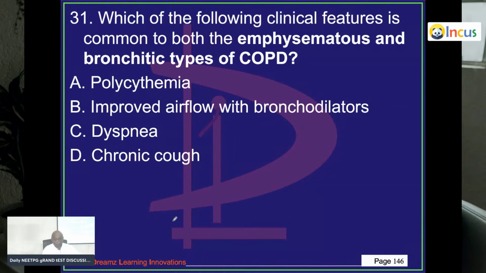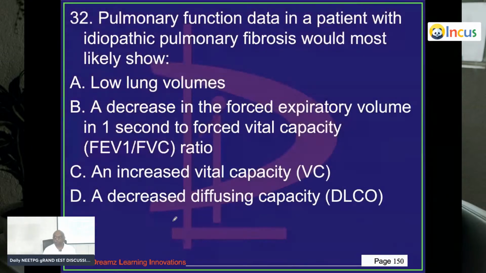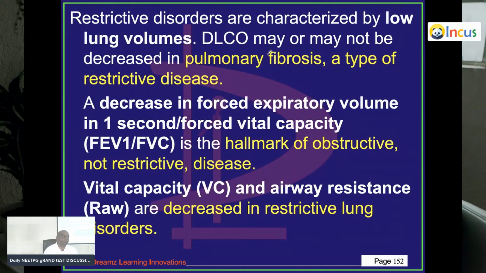Now, what is common to both emphysematous and bronchitic type of COPD? Dyspnea is common to both of them. Pulmonary function data in a patient of idiopathic pulmonary fibrosis is most likely to show low lung volume, because it is a restrictive lung disease. Once more, I want to re-emphasize COPD, obstructive versus restrictive lung disease, and spirometry differences. What happens to FEV1, what happens to FVC, everything you need to master, doctor, for tomorrow's NEET PG.